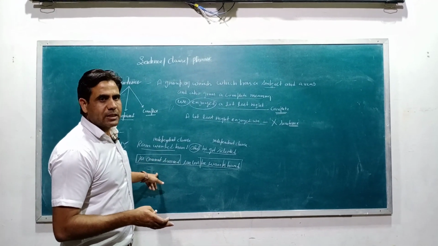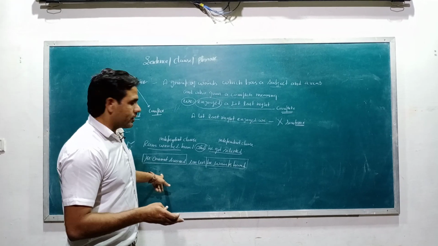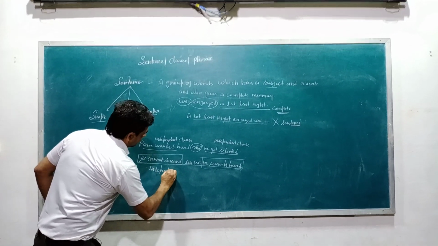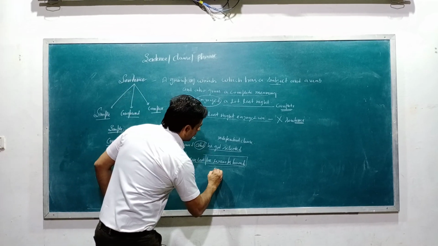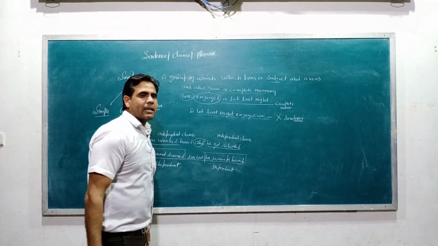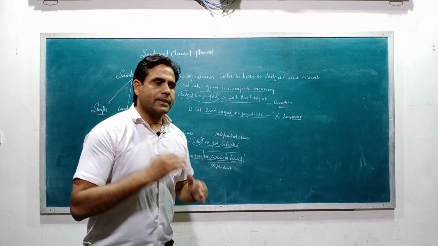And this first clause is known as the independent clause. And this one is the dependent clause. So such types of sentences are known as complex sentences.